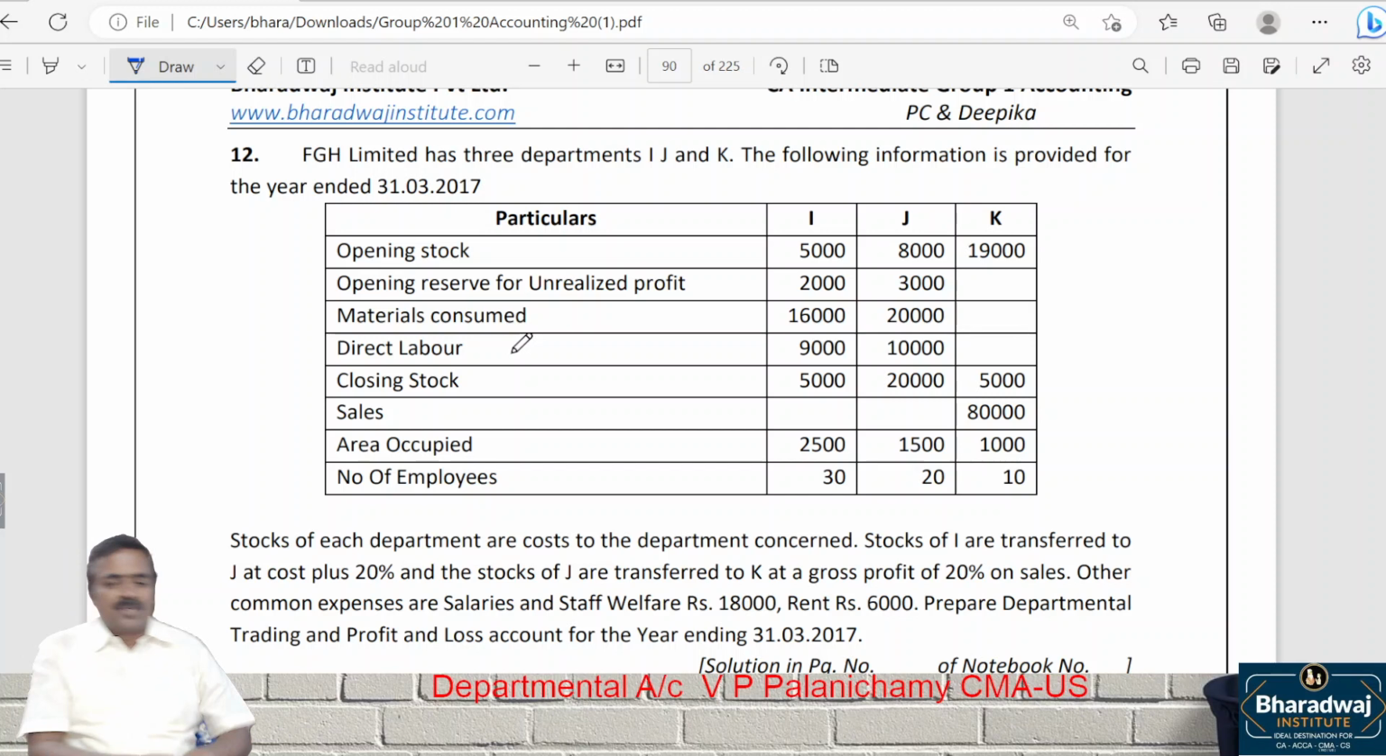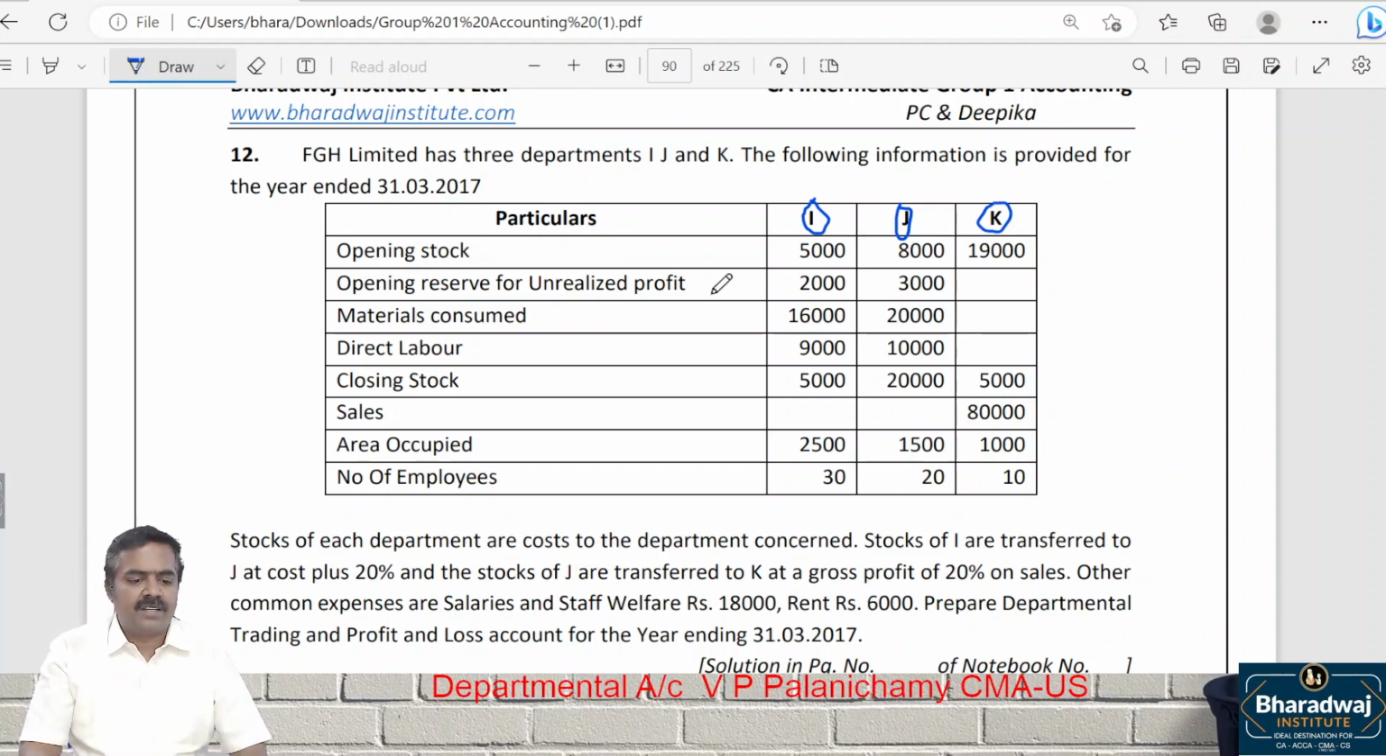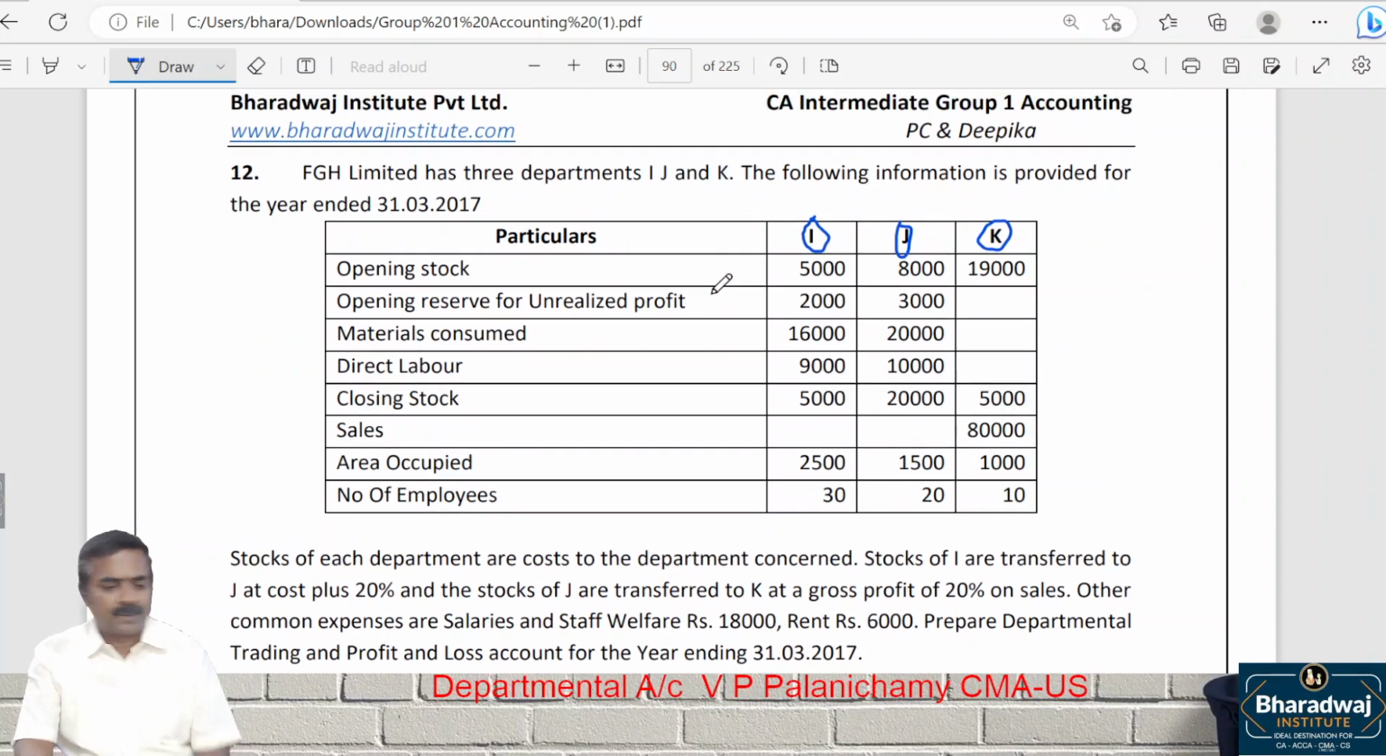We'll do it. Go to the question number. See here, listen, in this question what we are going to see is I will transfer to J, J will transfer to K. So listen, department K will have two profits loaded. I to J, then J to K. Read the question, you will understand, then we'll work out.